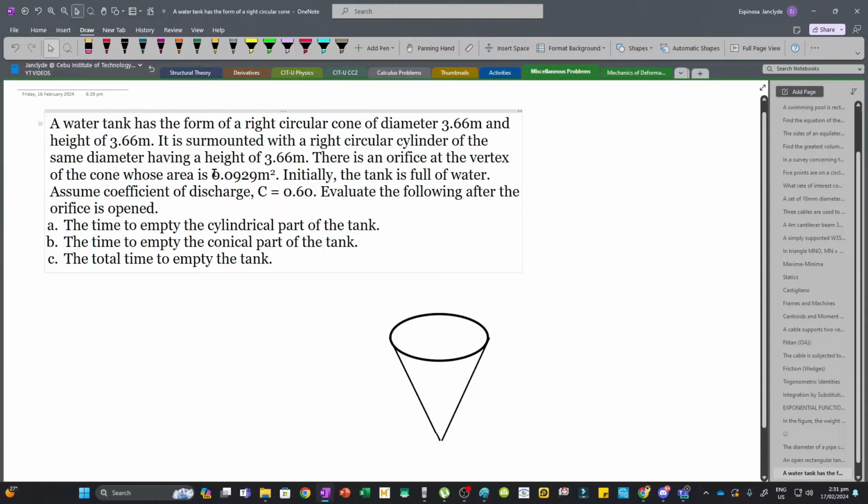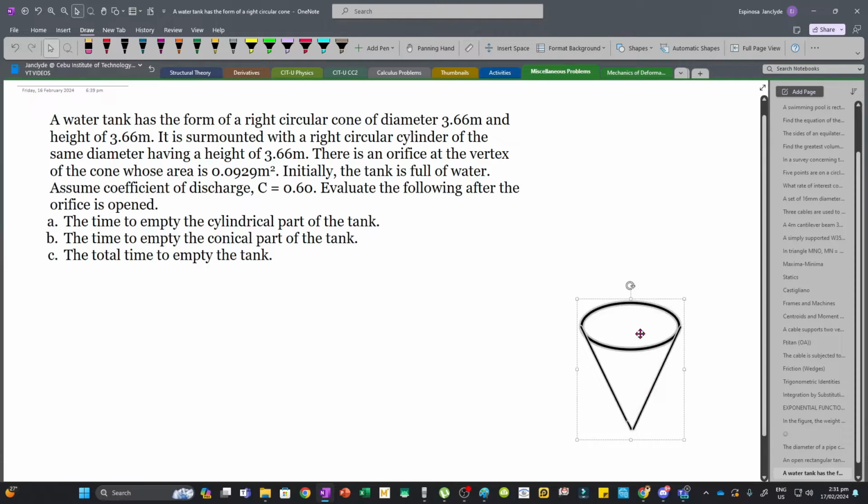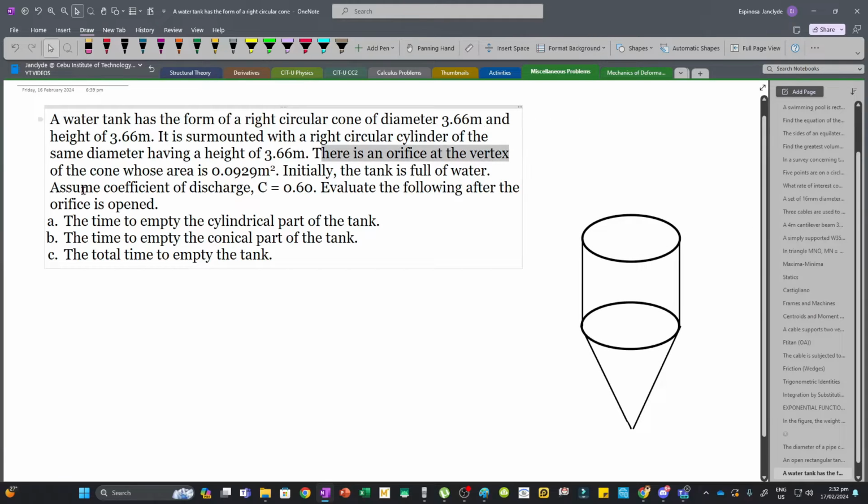And then yung height ng cylinder is also 3.66 meters. And so dito sa cone natin, meron daw cylinder dito sa taas. And so draw natin yan. And so ito yung figure natin. Now there is an orifice daw at the vertex of the cone whose area is 0.0929.